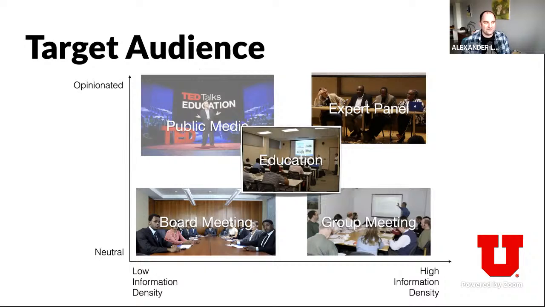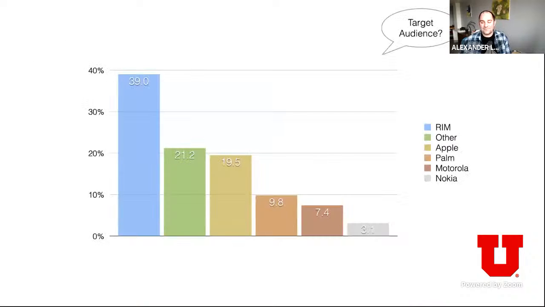This is not a data visualization, but more of a business school kind of graphic. If you look at this very dated visualization of market share of smartphone platforms, is this low or high information density? Is it neutral or opinionated? I would say this is very low information density, but it's also pretty neutral.